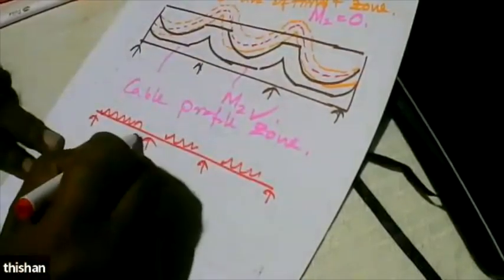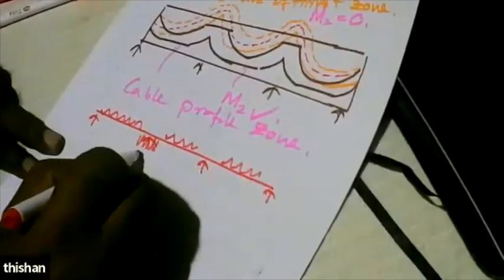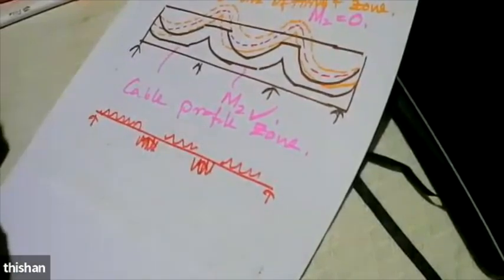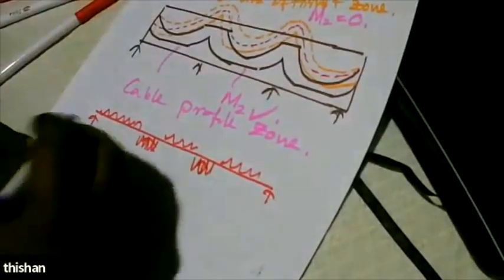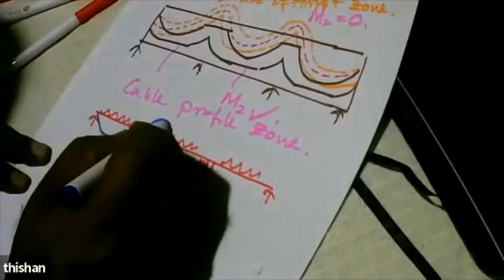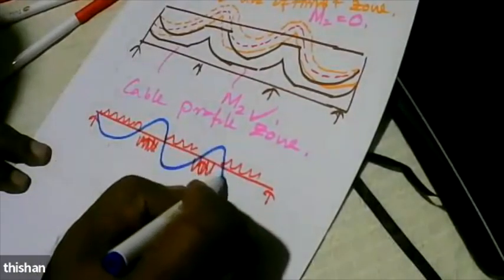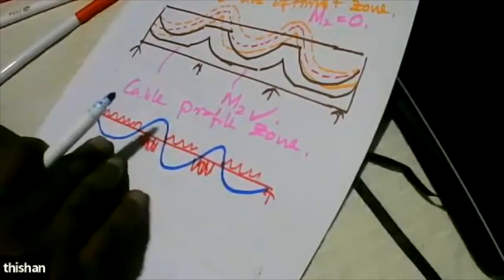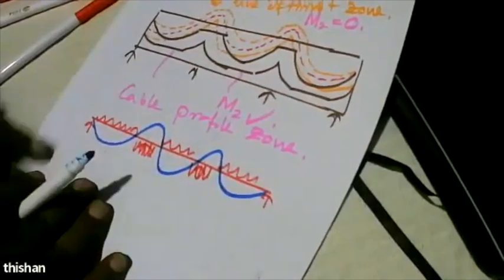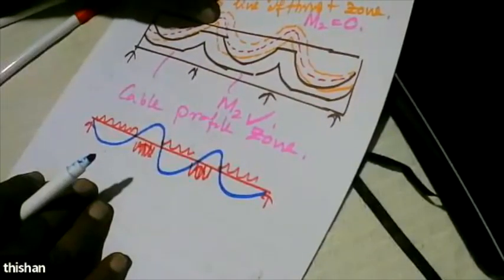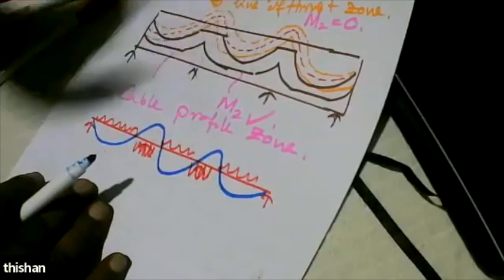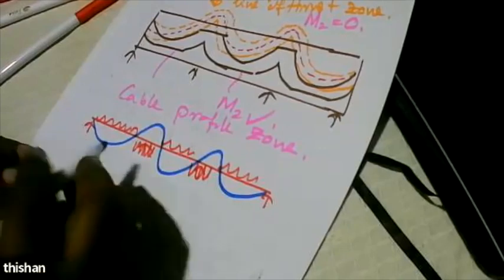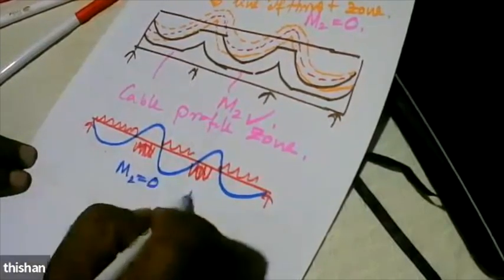How to get a smooth curve? I will get this support reaction and then apply it as a distributed load. So when I do this, what will be the shape of the bending moment? And if I can find a set of loads that will give a bending moment diagram that fits inside the line of thrust zone, then the job is done. Why? M2 is 0.